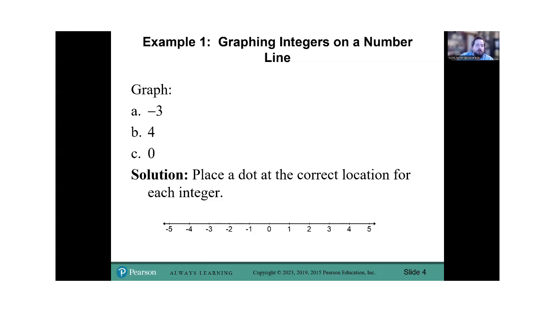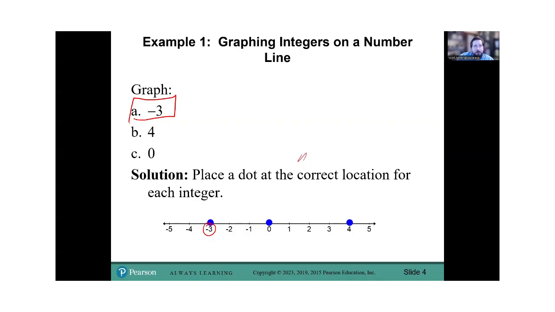To graph -3, I just locate -3 on the plot. And when I graph it, there it is. I'll just put, in this case, a blue circle on that location. +4, I find the location for 4 and plot it. And of course, 0, I would find where 0 is on that line and plot it.